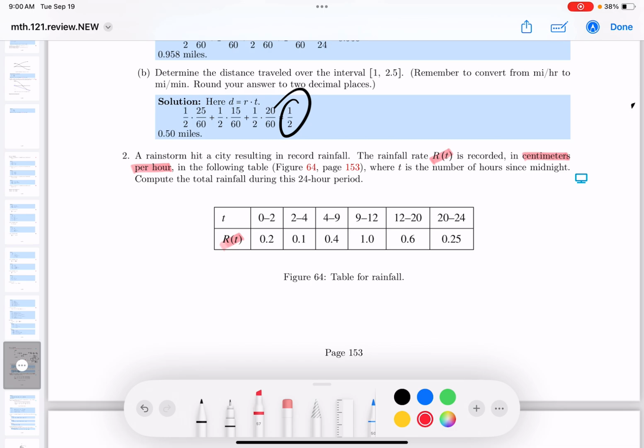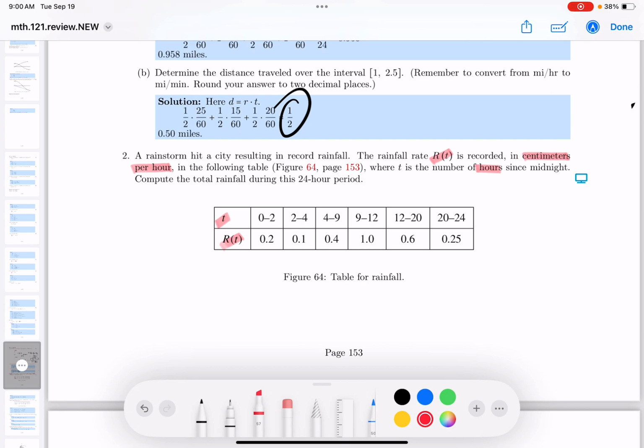In the following table, and it's again table 64, where T is the number of hours. So T is in hours. I do see that. Since midnight. So 0 to 2 would be from midnight to 2 a.m. 2 to 4 would be 2 a.m. to 4 a.m., so forth and so on. All right? It says compute the total rainfall during the 24-hour period.